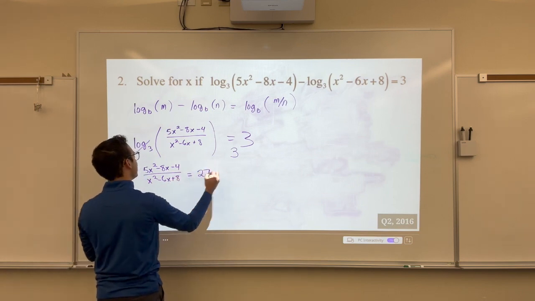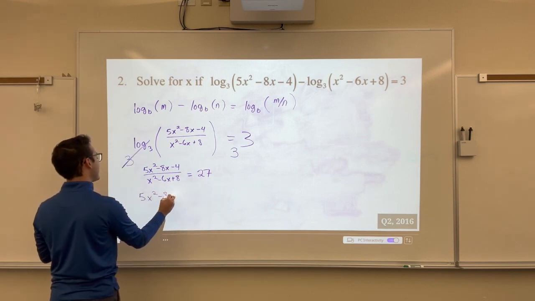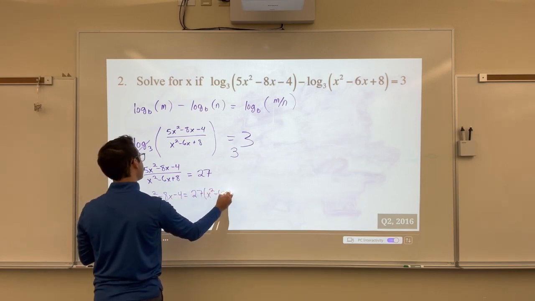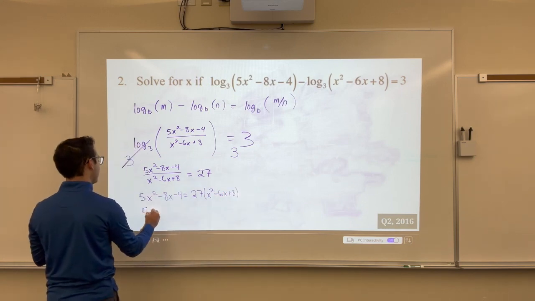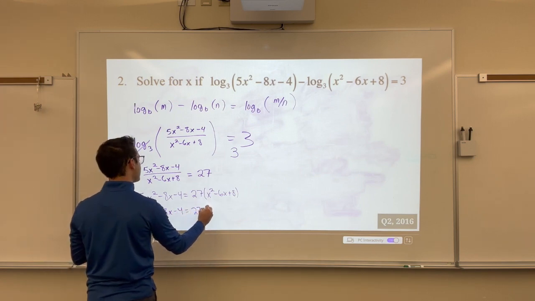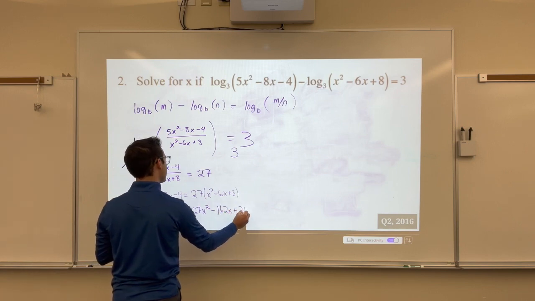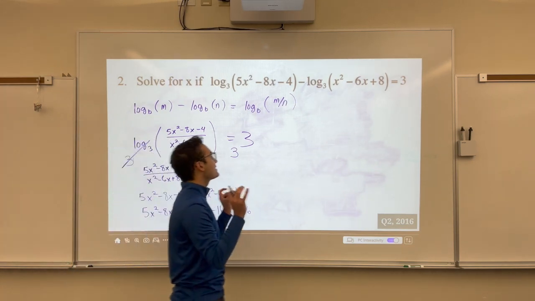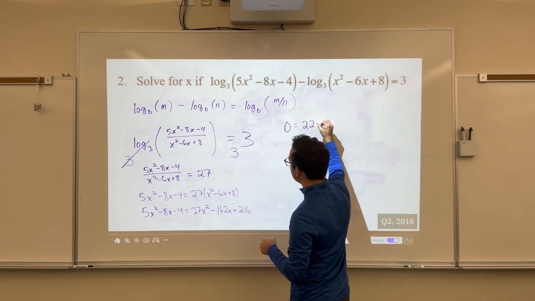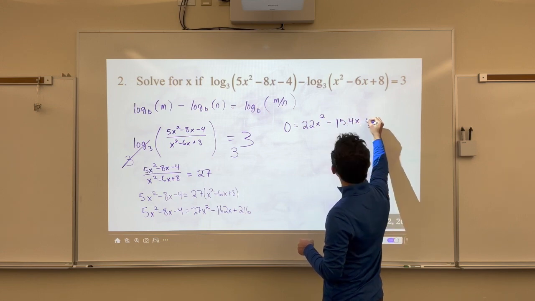Now let's multiply this to this side, so we can say that 5x squared minus 8x minus 4 is equal to 27 times x squared minus 6x plus 8. If we distribute, we get that 5x squared minus 8x minus 4 is equal to 27x squared minus 162x plus 216. Now, if we get everything on one side in order to solve for the quadratic, we would say that 0 is equal to 22x squared minus 154x plus 220.